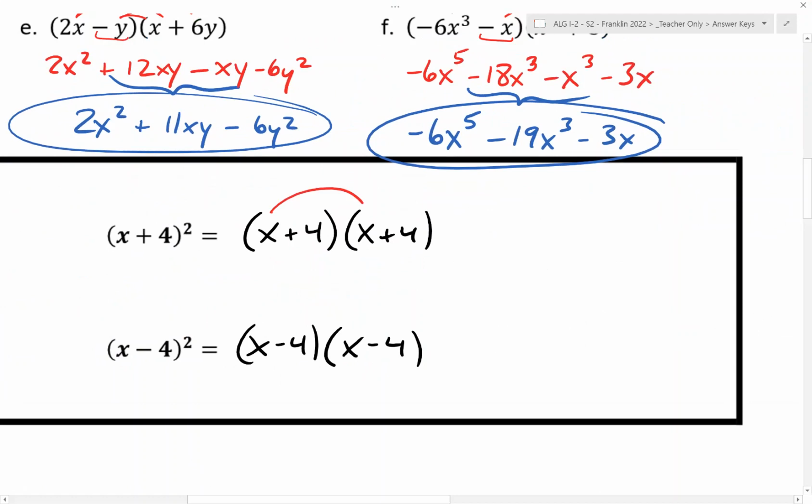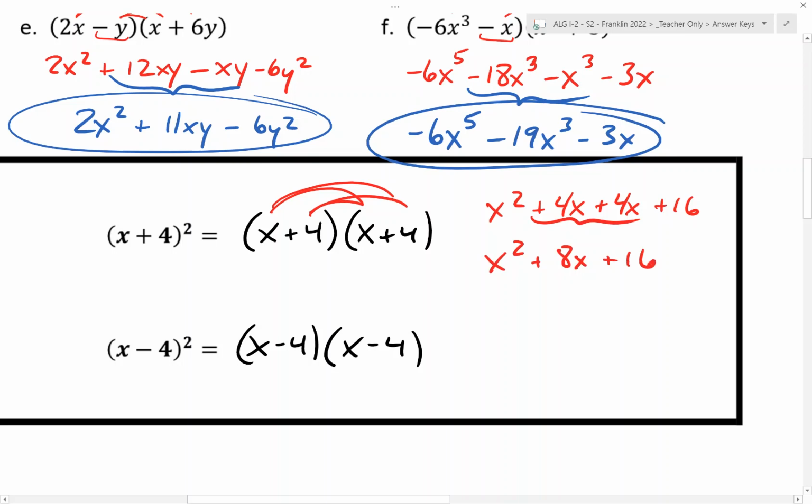X times x is x squared, x times 4 is 4x, 4 times x is 4x, and 4 times 4 is 16. And then those do combine to x squared plus 8x plus 16.